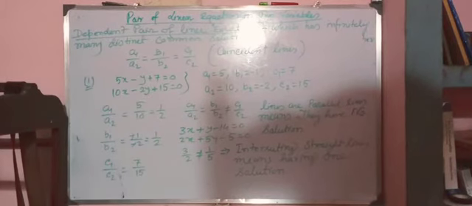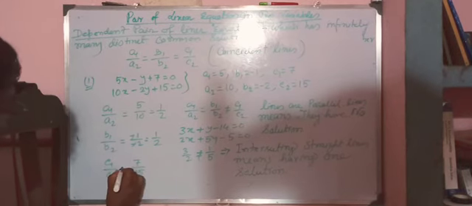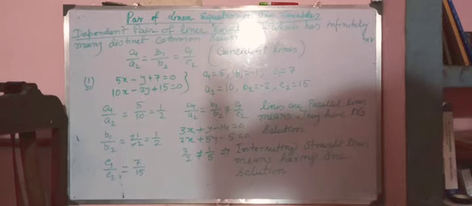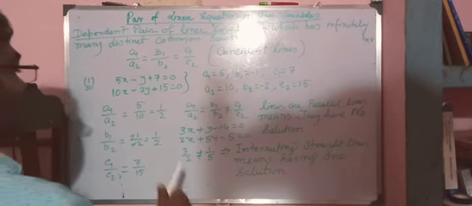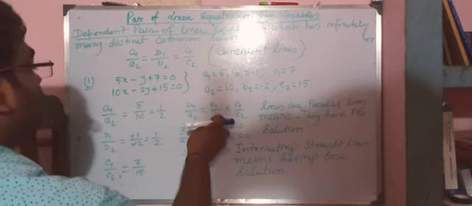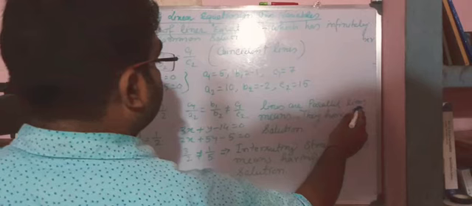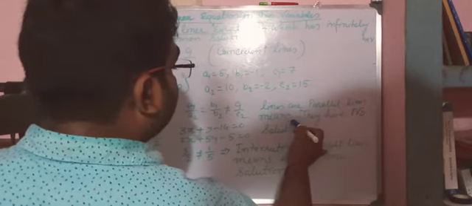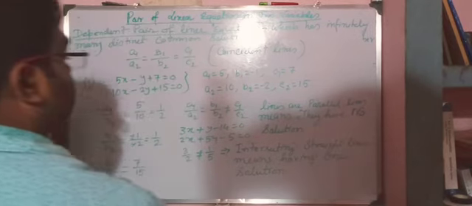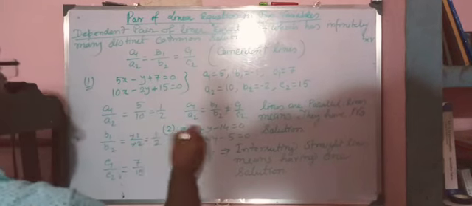Understood? Now A1 by A2 is equal to half, B1 by B2 is equal to half, and C1 by C2 is equal to 7 by 5. Comparing, we get A1 by A2 equal to B1 by B2 not equal to C1 by C2. That means the lines are parallel lines, which means they have no solution. This is question number 1. Again one more question is given. We have to check that.